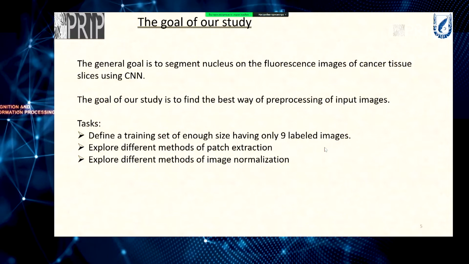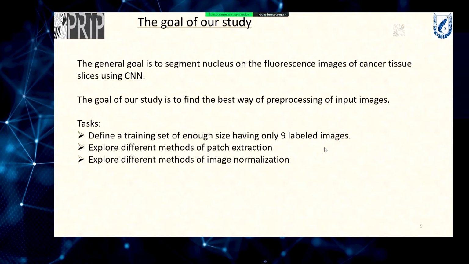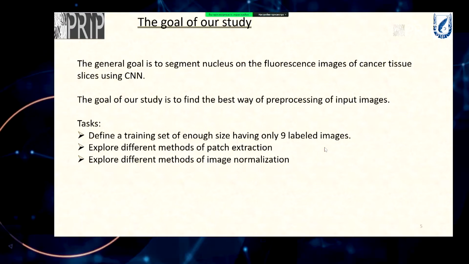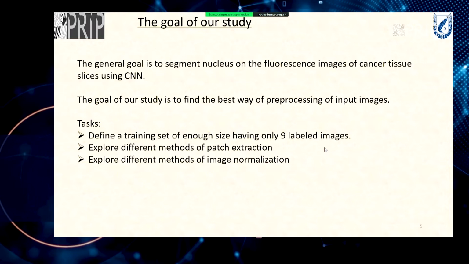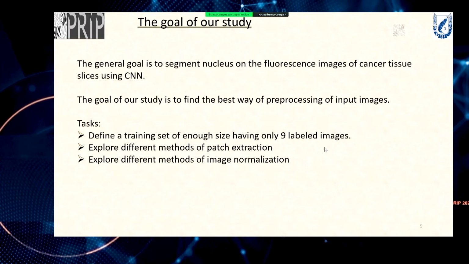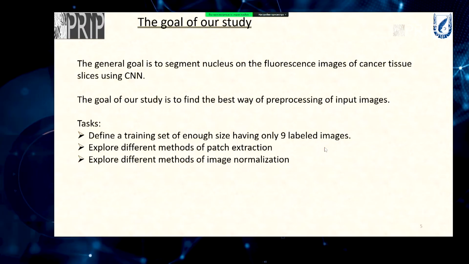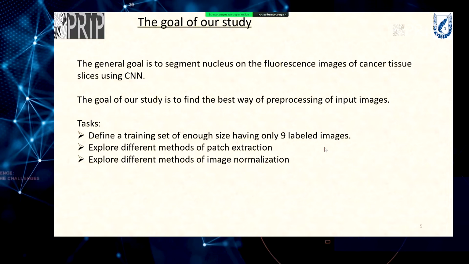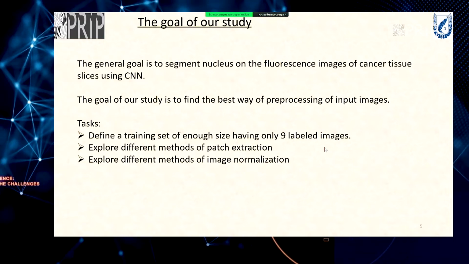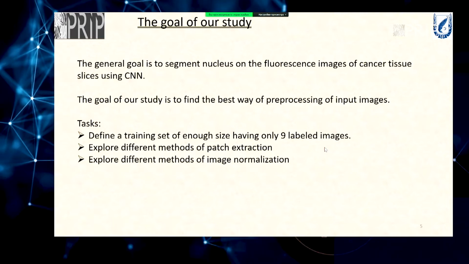And then there are two goals of our study, general goal and specific goal. The general goal, obviously, is to segment nucleus on the fluorescence images of cancer tissue slices. We used the UNET structure for our research. And the specific goal of our study is to find the best way of pre-processing for our images.